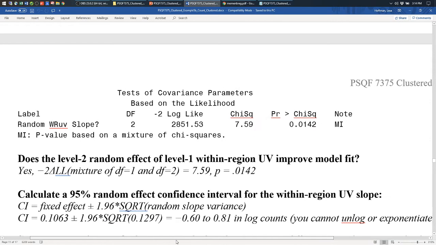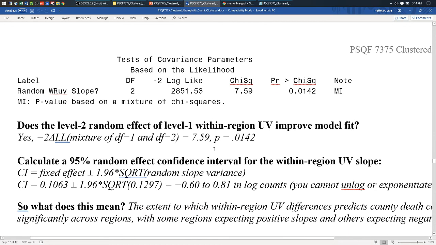And here is the result of that co-harm statement. It's giving me the -2 log likelihood of the previous model without the random slope and the covariance. The difference in -2 log likelihood is right here, your test statistic, and the mixture chi-square that goes with it.